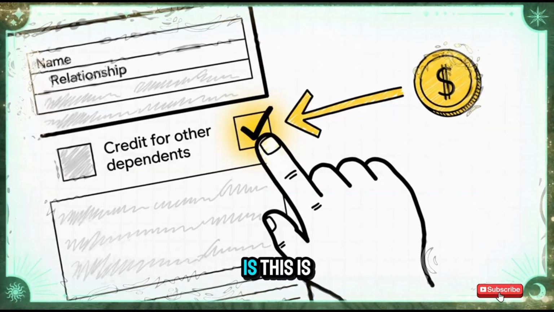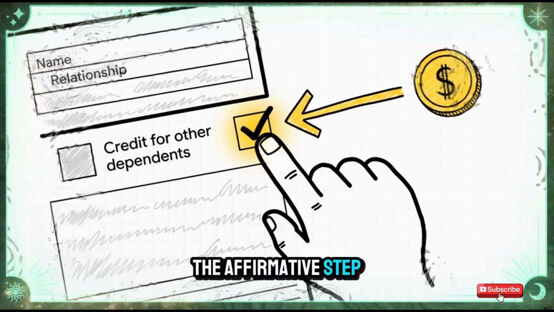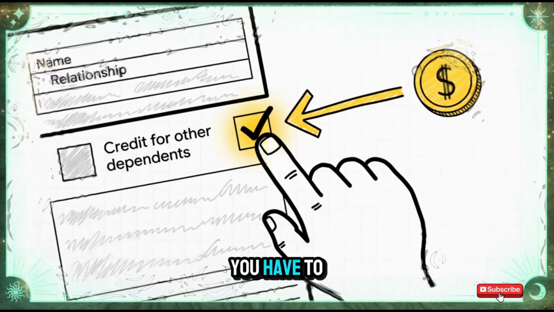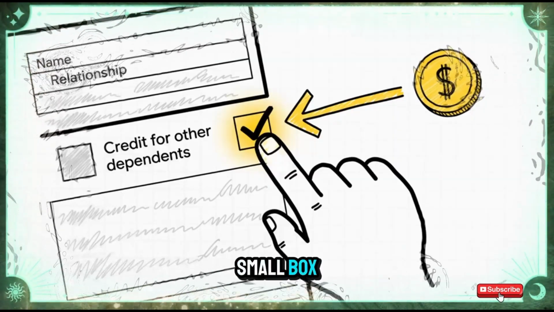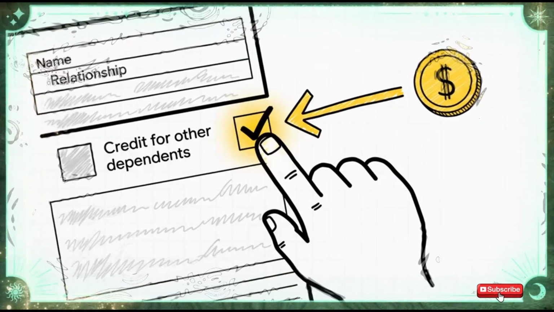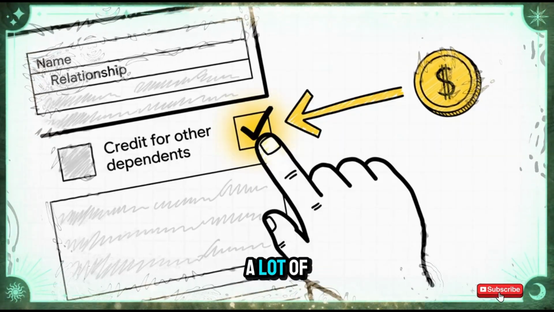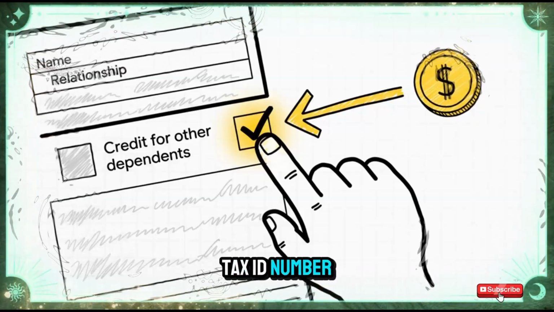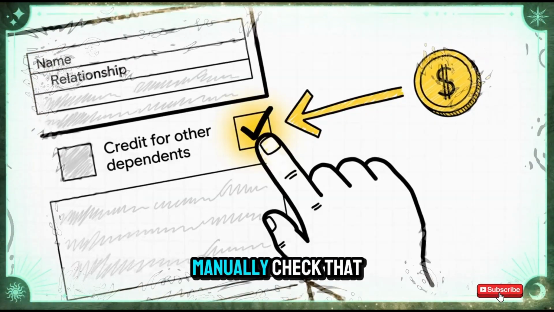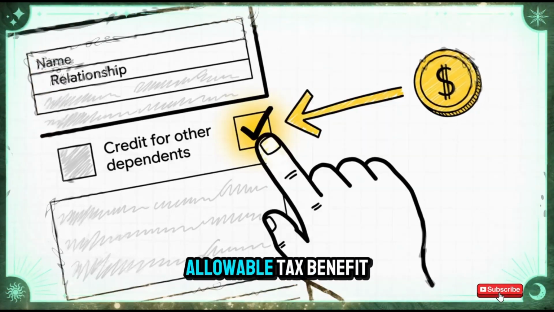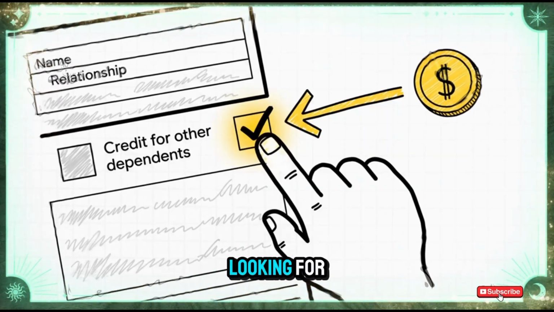So here it is. This is the affirmative step, the one thing you absolutely must do. You have to physically check the small box next to your dependent's name that says credit for other dependents. The IRS even warns that a lot of tax software programs won't do this for you if there's no tax ID number. You have to go in and manually check that box. This is the action that creates the allowable tax benefit the IRS is looking for.